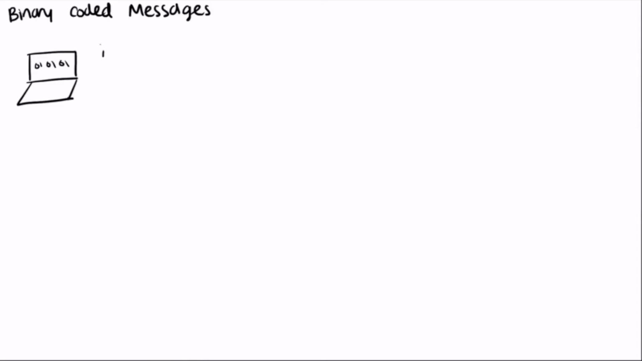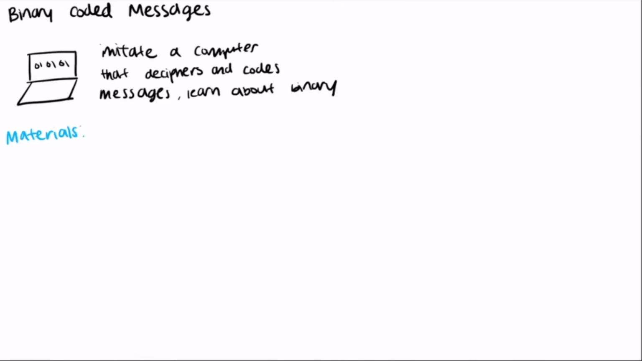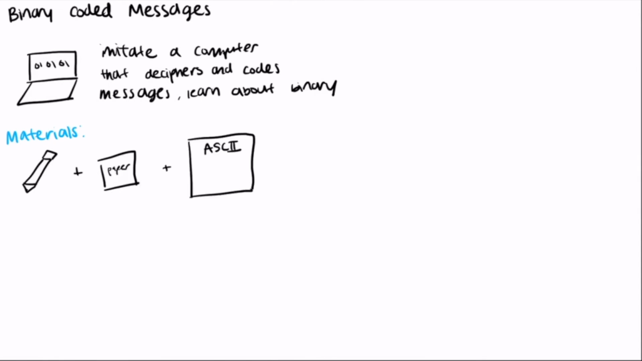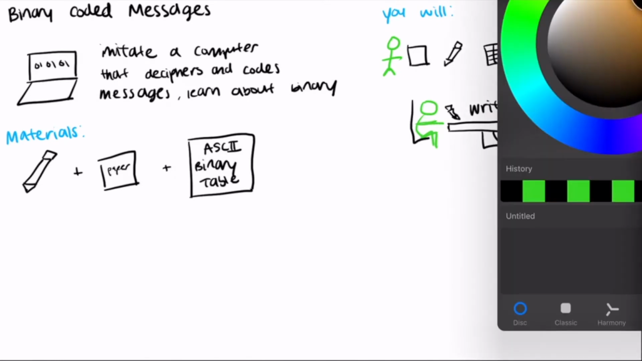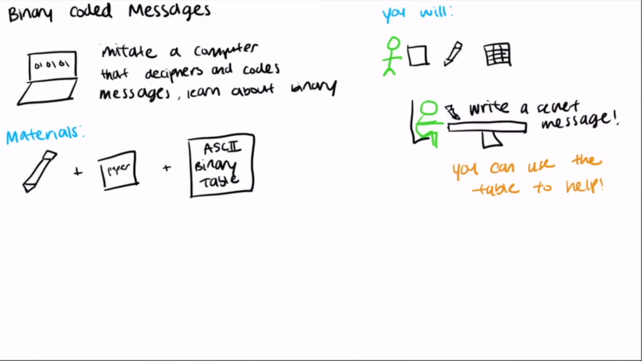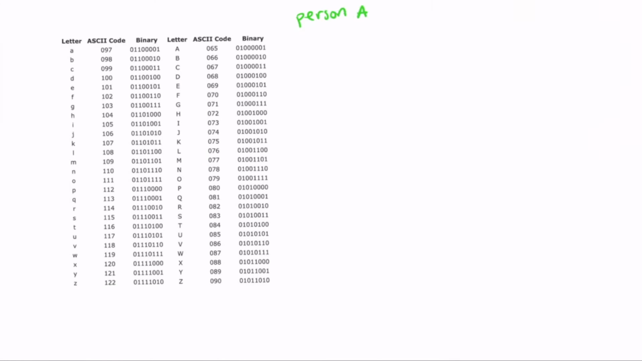In this activity, you will become a computer that decodes and creates coded messages. You will need a pencil, paper, and a printed copy of the binary table. You can share this with a partner. You can write a secret message using binary code. You will do this by using the table. Each letter in the alphabet corresponds to a specific number given by the code, which is translated into binary. You should write your messages in binary, and remember to leave sufficient space between the letters or blanks, and keep your work neat and easy to read.